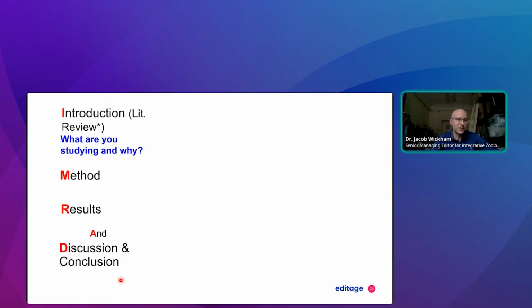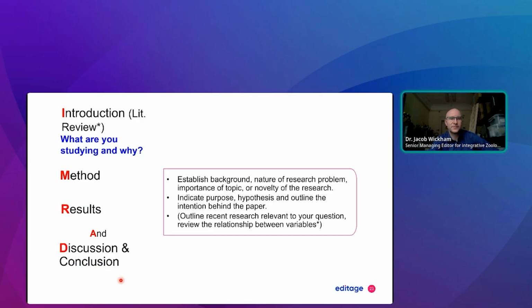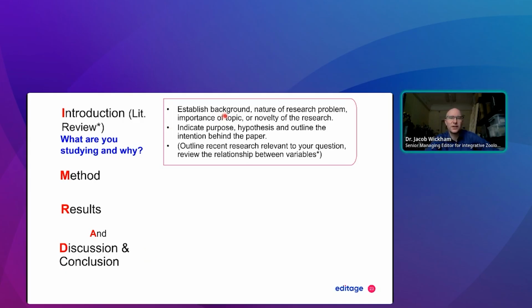Introduction is: what are you studying and why are you studying it? Here you establish background and nature of the research problem, the importance of the topic, and don't forget the novelty of your research. Novelty is very important when it comes to publishing your research. You want to indicate your purpose, hypotheses, and outline the main purpose behind each chapter in your dissertation or master's thesis. And here you'll outline recent research relevant to the question you're trying to answer, and review the relationship between the variables that you're studying.